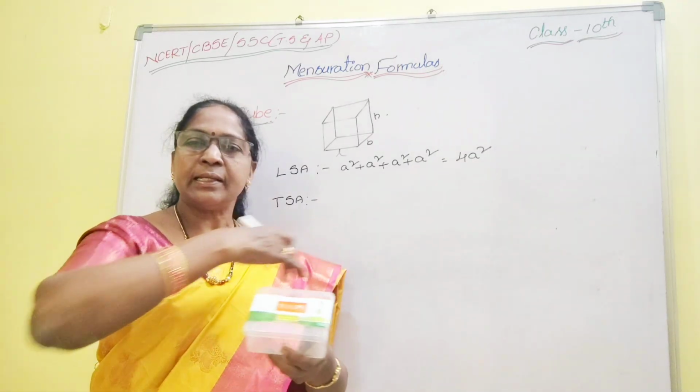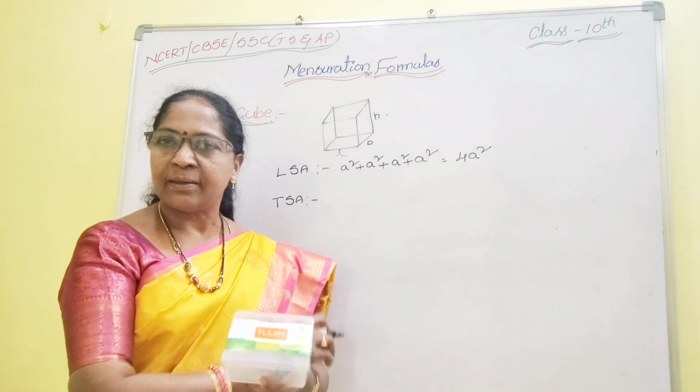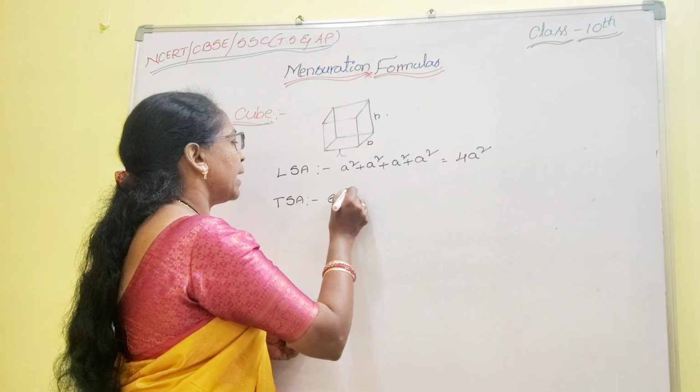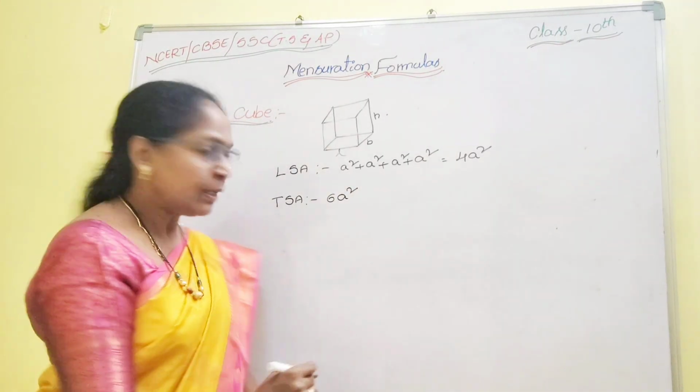Total surface area, it has 6 faces. So 6 into A square equals 6A square is the formula. Now volume.